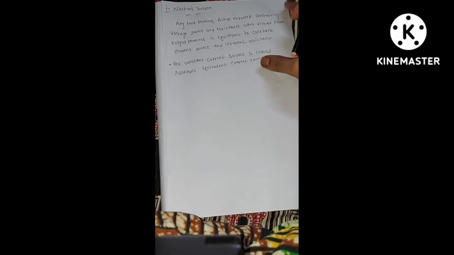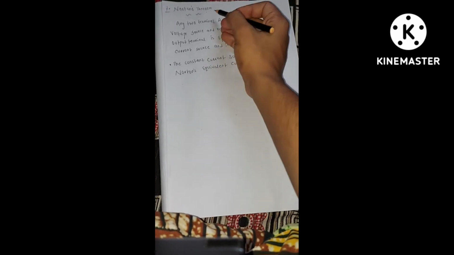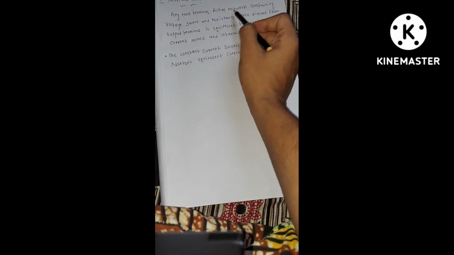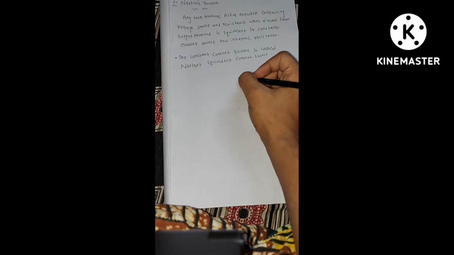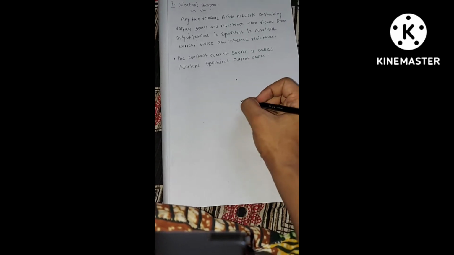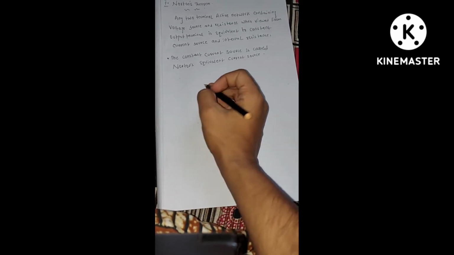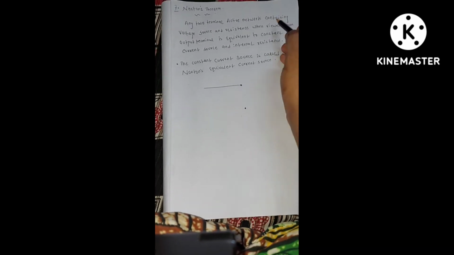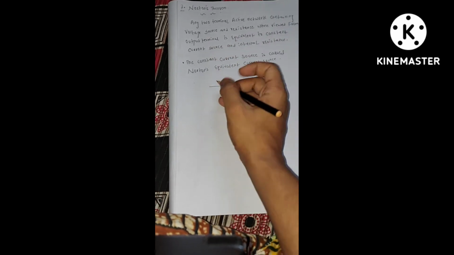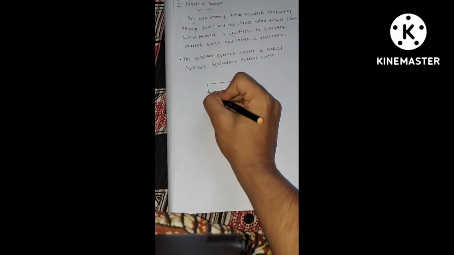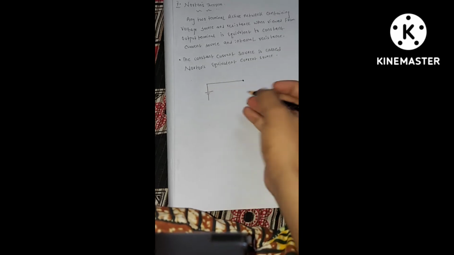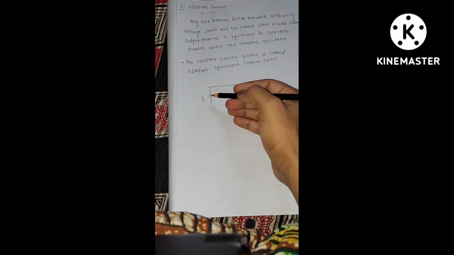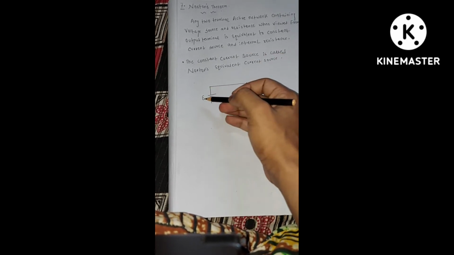Okay, what does this statement mean? Norton's theorem says that any two terminal active network means there is a two terminal network. Let me draw a two terminal network for you. So here one terminal, the other terminal. So this is a two terminal network containing a voltage source. I am denoting this voltage source as E, or we can take it as V, whatever we want. I am taking it as E here.